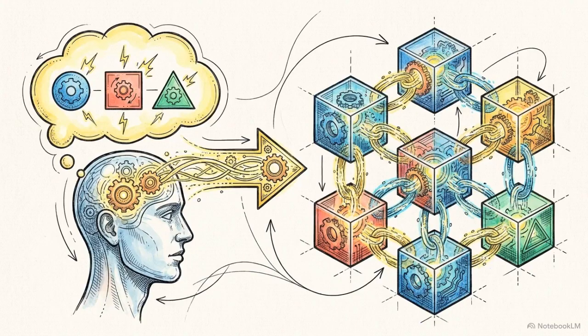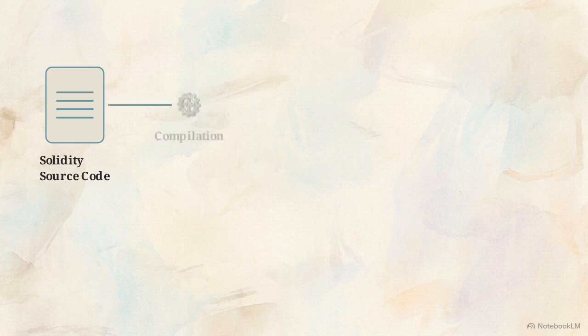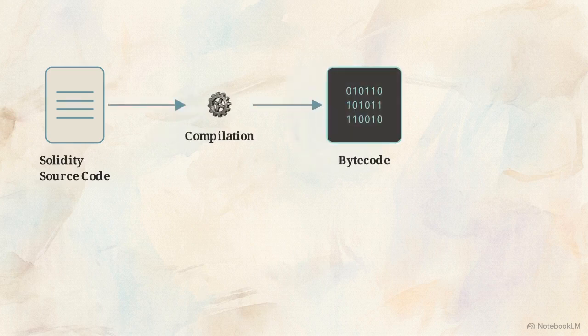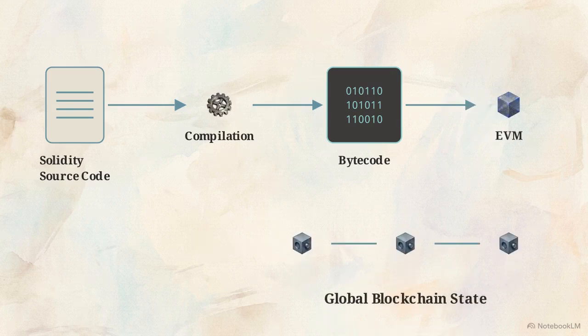It is a contract-oriented, statically typed programming language designed specifically to map human-readable logic onto the blockchain. This flowchart tracks how logic is executed. Human-readable Solidity source code is compiled into machine-readable bytecode, then fed directly into the EVM. Once processed, the execution results in a permanent update to the global blockchain state.